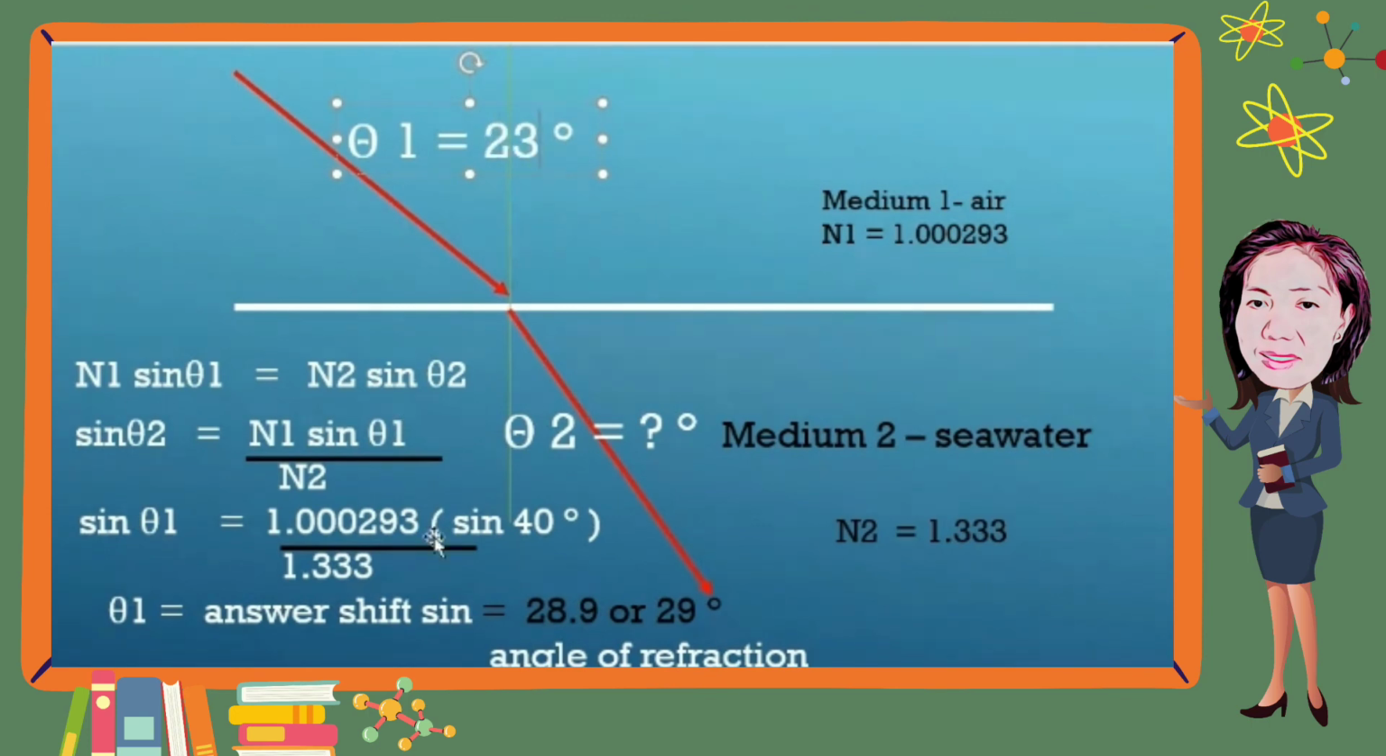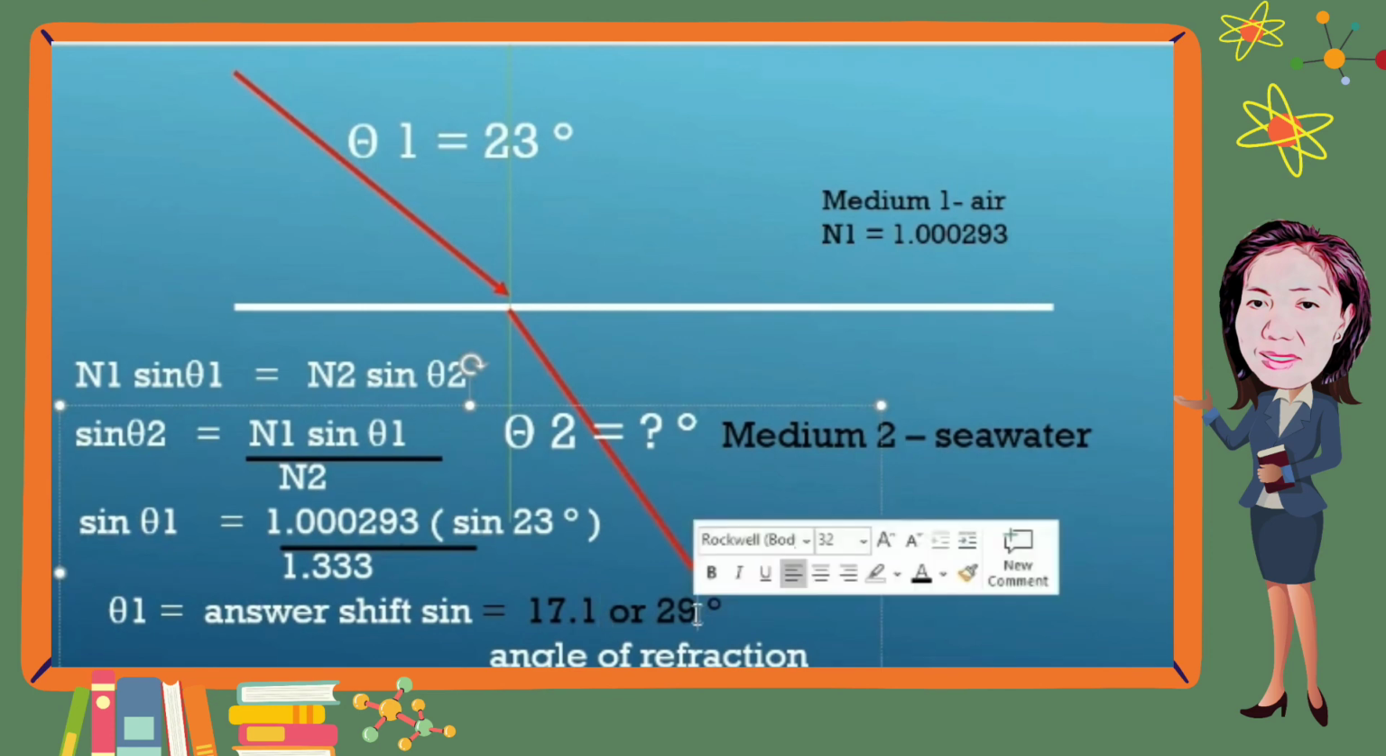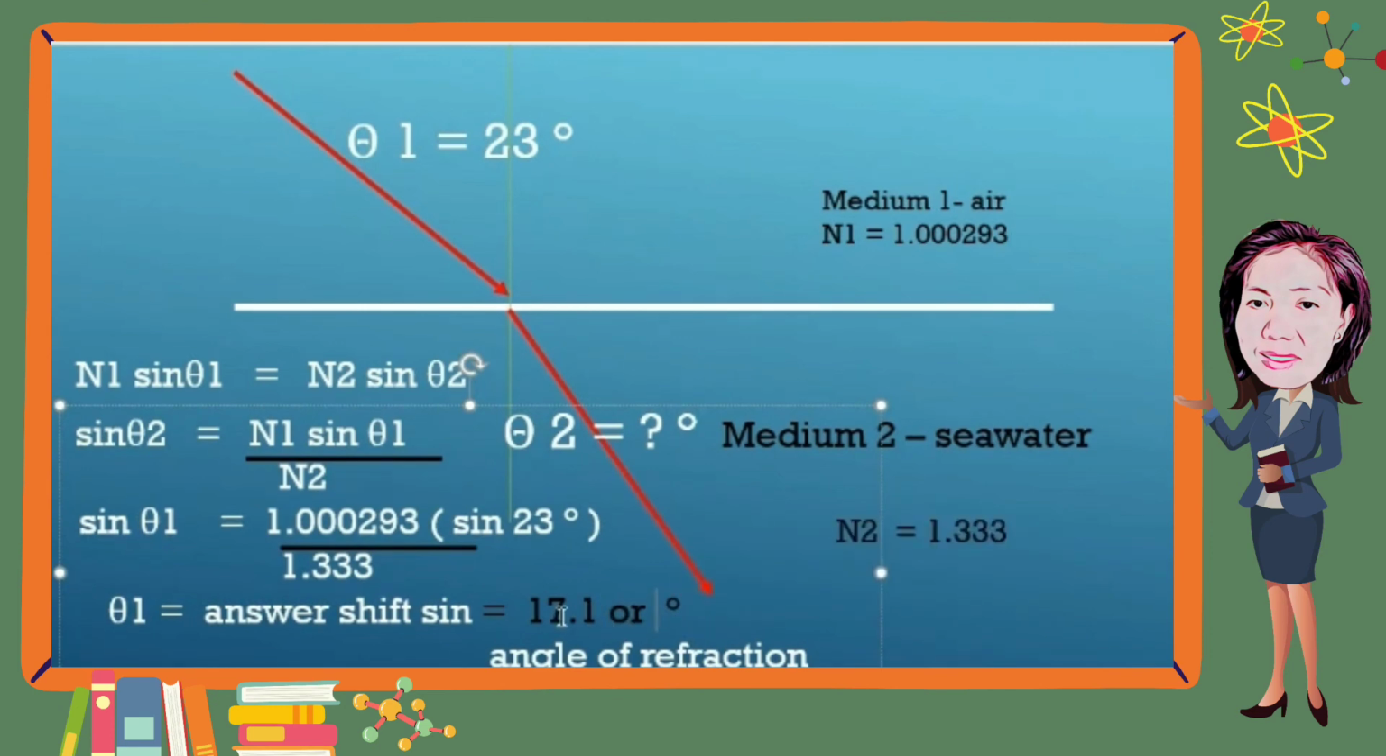Okay. So this becomes 23. So this one is 23. And the answer is 17.1. Or, we're going to round off that one to whole number, 17. The answer is 17 degrees. And that's the angle of refraction. This is how to solve the angle of refraction.